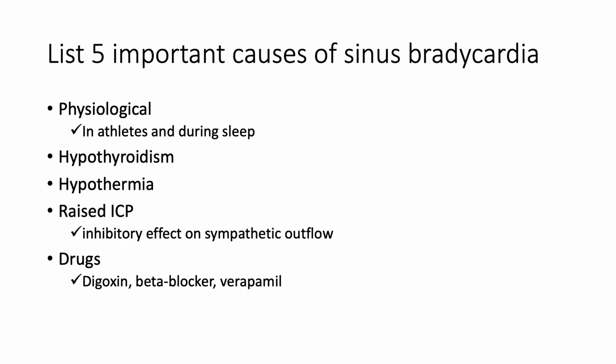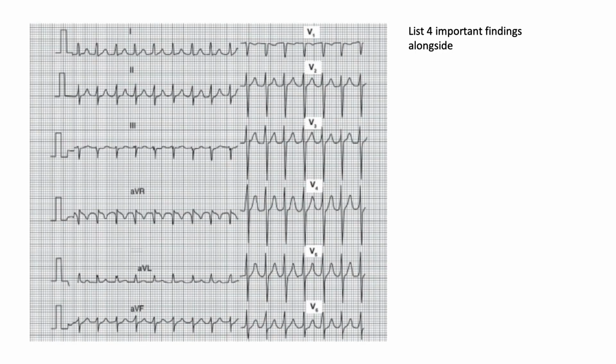Common causes: it can be physiological, especially with athletes and during sleep, because during sleep your vagal tone increases, and that causes bradycardia. It could be hypothyroidism, hypothermia, or raised intracranial pressure, which can give you something we call Cushing's response, where you get bradycardia, hypertension, and altered mentation. And the reason you get the bradycardia is because of an inhibitory effect of raised ICP, or intracranial pressure, on sympathetic outflow. Drugs, and more drugs can cause bradycardia: beta blockers, verapamil, basically blockade at the level of the atrioventricular node.